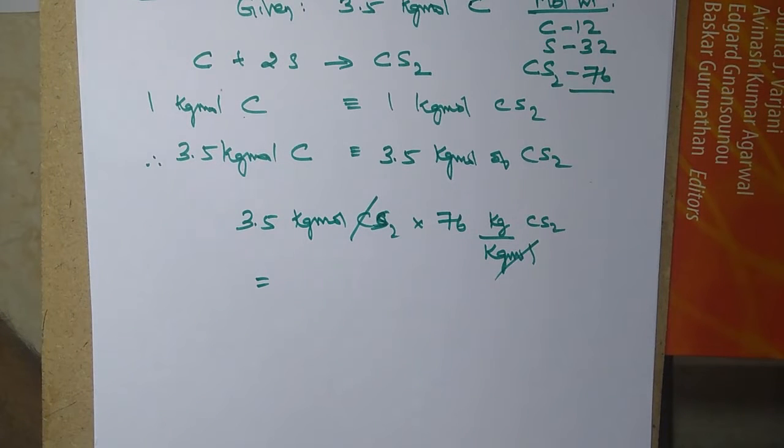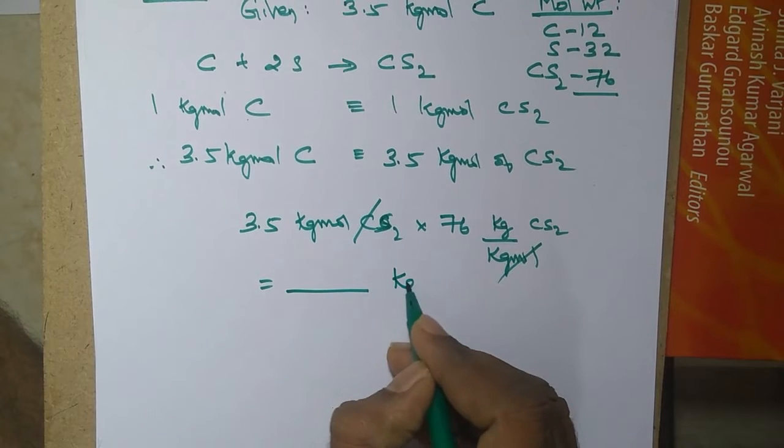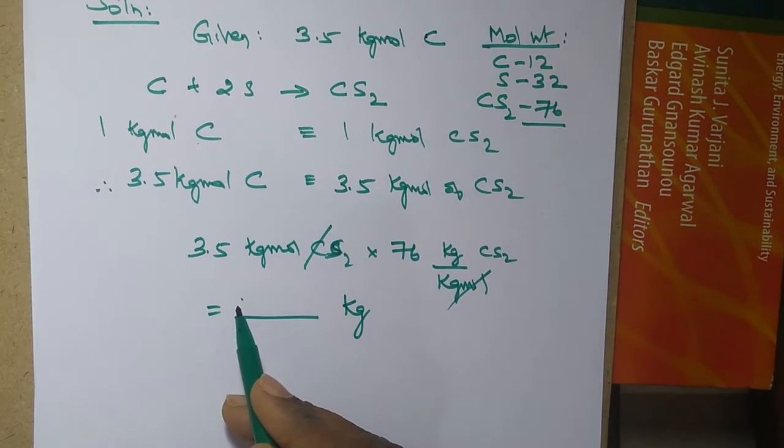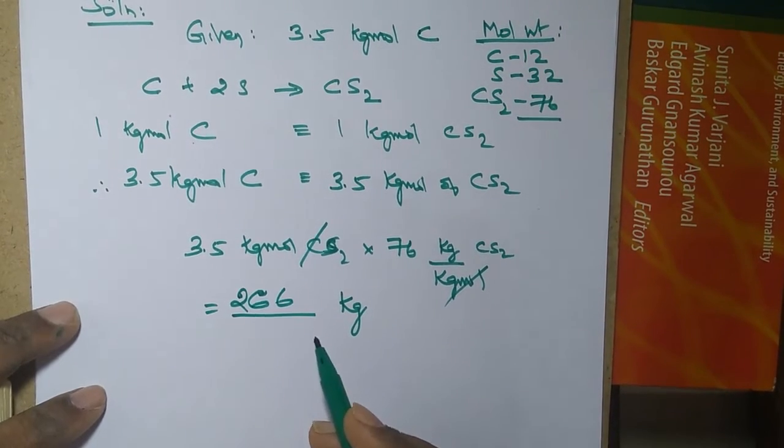So 3.5 into 76, how much? You will get more than 260. How much exactly? 266 kg. Yes, you will get 266 kg.